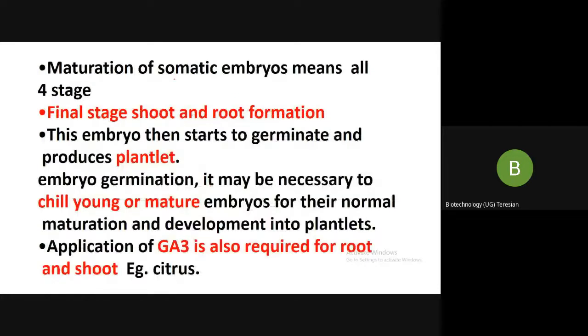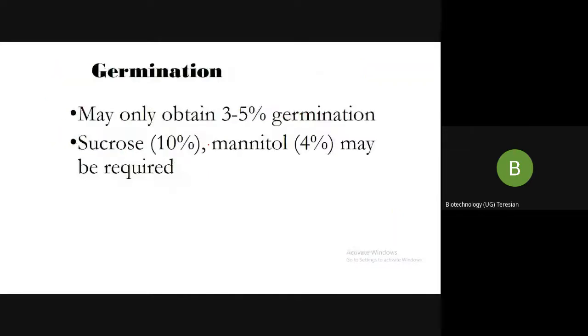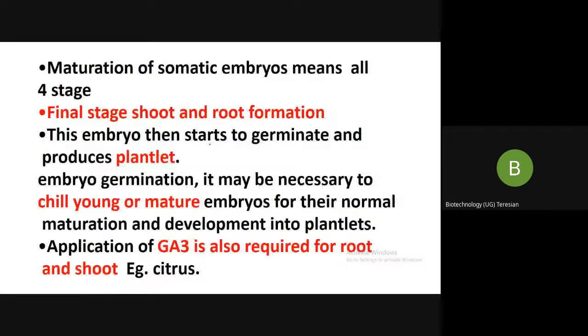So maturation of your somatic embryo means the four stages. The final stage is your shoot and root formation. That is the cotyledonary stage. This embryo then starts to germinate. It starts to germinate now. It germinates and it produces what? It produces a plantlet and young plant.